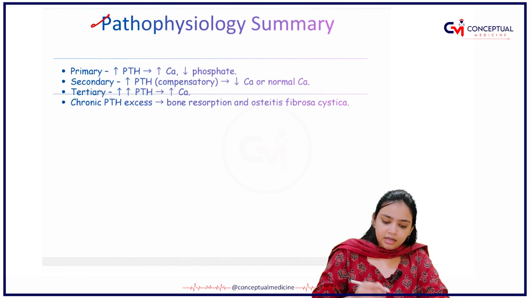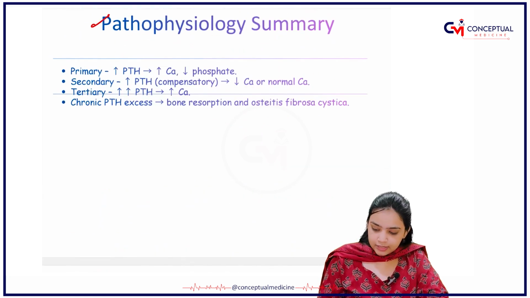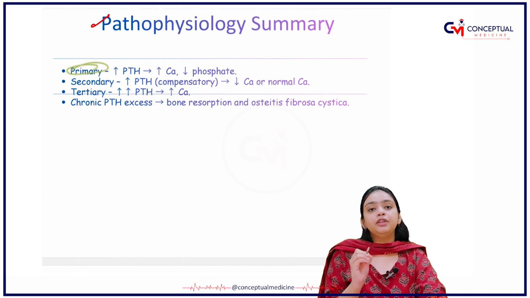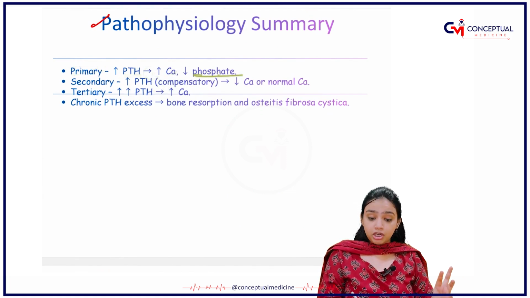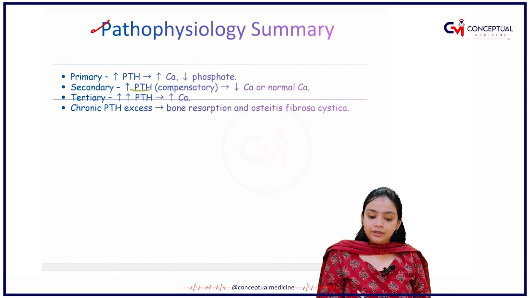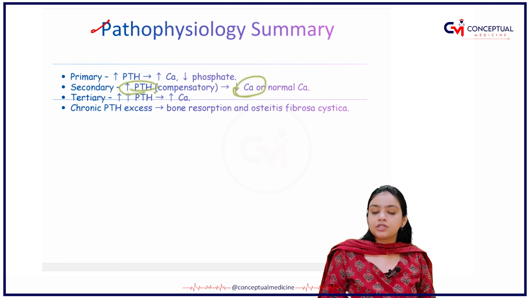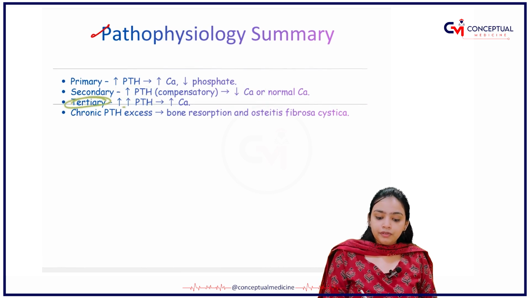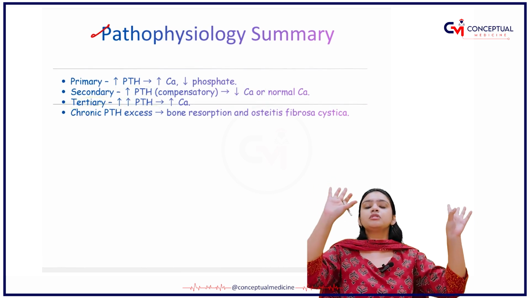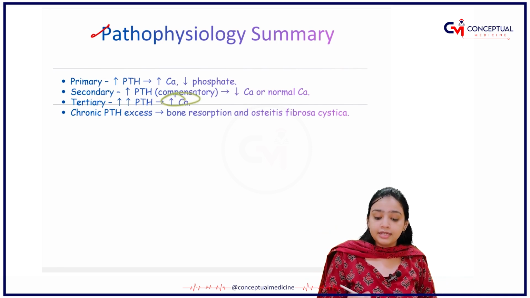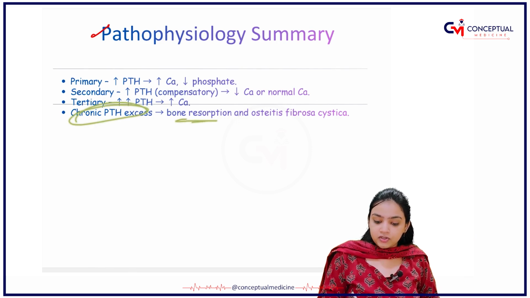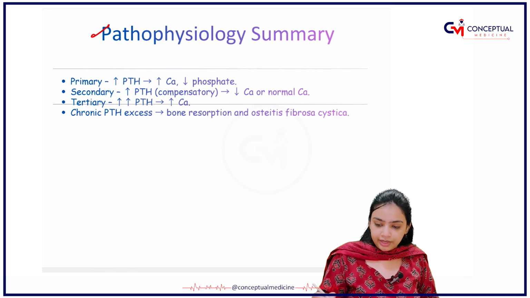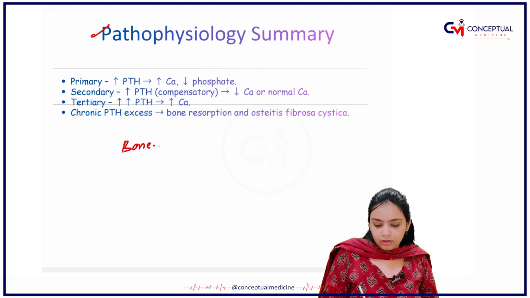So guys, this is the pathophysiology summary. Let's just see that also. In the primary one, you have increased level of parathyroid hormone, increased level of calcium, as a result of which there is decreased level of your phosphate. In the secondary one, there is increased level of parathyroid hormones and decreased level of your calcium. In the tertiary one, you have so much increased level of your parathyroid hormones and there is increased calcium as well. Then you have the chronic PTH excess. There what happens is there is bone resorption.